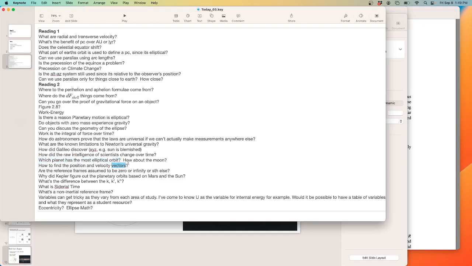How do you find the position and velocity vectors? I wasn't 100% sure what you meant by this question, but I can answer it. Position is a coordinate, and you find it by using the velocity. So you integrate the velocity to get the position, and you integrate the acceleration to get the velocity. So usually, if I want to know where something is, I need to know its velocity and then its acceleration. And I just do a couple integrals, and I'm sorted.